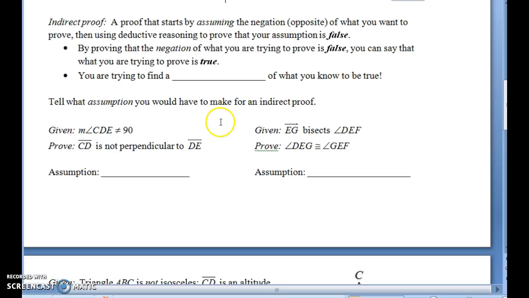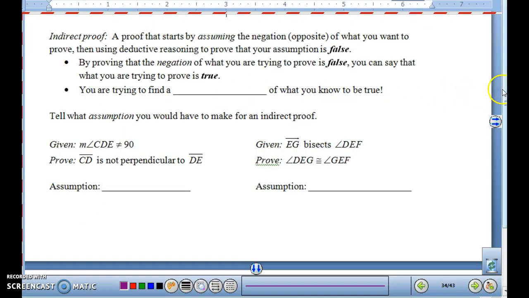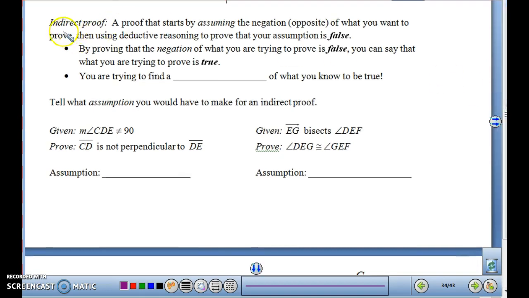An indirect proof is a little bit different. It is a proof that starts with an assumption. This is the only time that you can assume something when you're doing a proof. It's a proof that starts by assuming the negation or opposite of what you want to prove, then uses deductive reasoning to prove that your assumption is false.